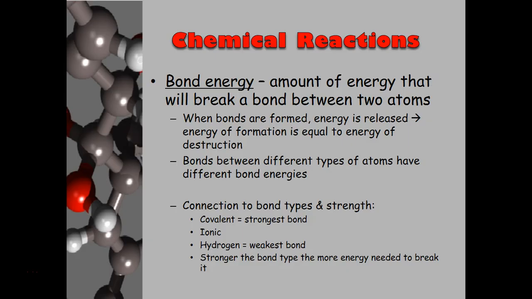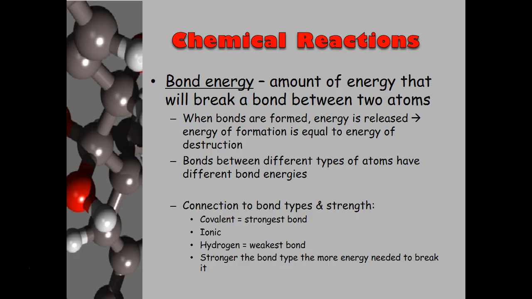So anytime I've got a bond that forms, energy is always released, period. I always get energy back when those bonds form. The flip side is also true. I always need energy to break them. Okay? So the question then becomes, what's the difference between the energy I have to put into a chemical reaction to break the bond versus what I get back out when the bond reforms?